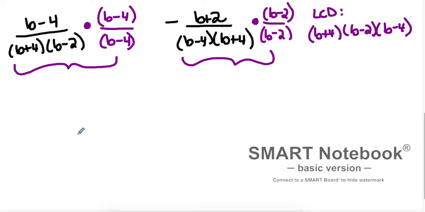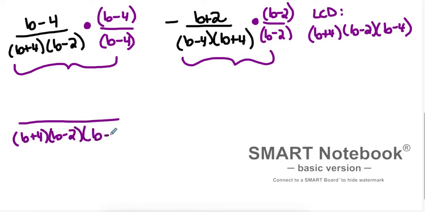So here, the denominator is going to be our LCD. That was the whole point of doing this whole step. So b plus 4, b minus 2, b minus 4. Okay, so just multiplying b plus 4 times b minus 2 times b minus 4. Keep them separate, guys. You don't have to do this multiplication. Just don't complicate things if you don't have to.